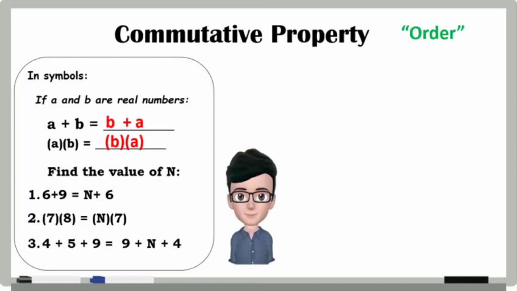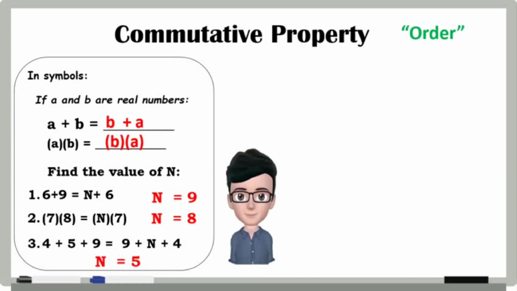Okay, good. Now, using or applying commutative property, I want you to determine the value of n on the following equation. Number 1, if 6 plus 9 is equal to n plus 6, what is the value of n? 9. Correct. If 7 times 8 is equal to n times 7, what is the value of n? 8. Okay, that is good. For the last one, if 4 plus 5 plus 9 is equal to 9 plus n plus 4, what is the value of n? 5.